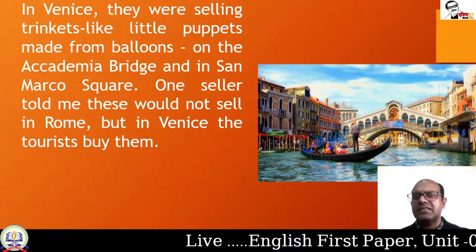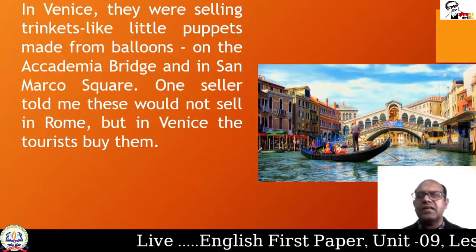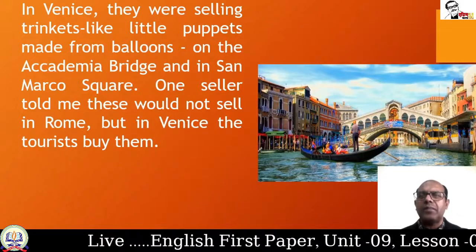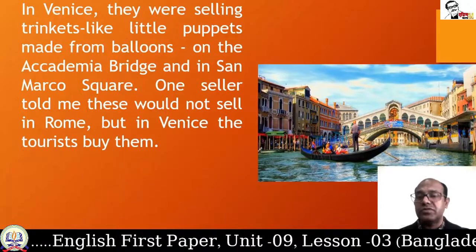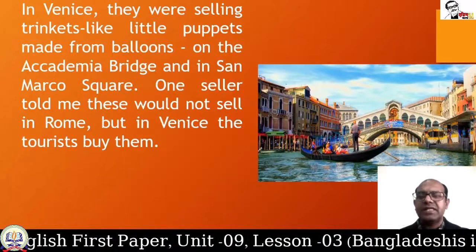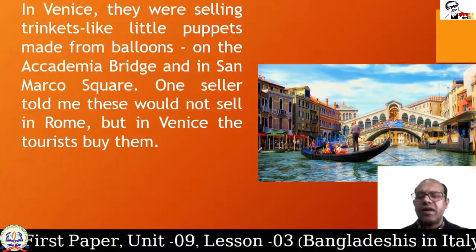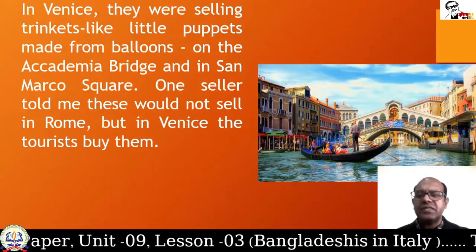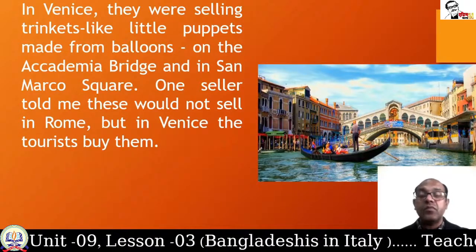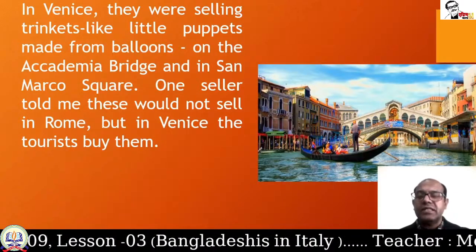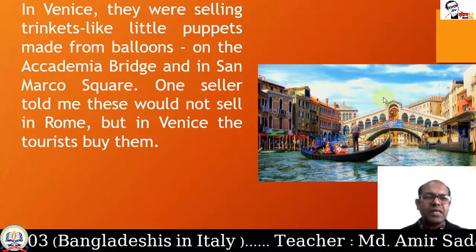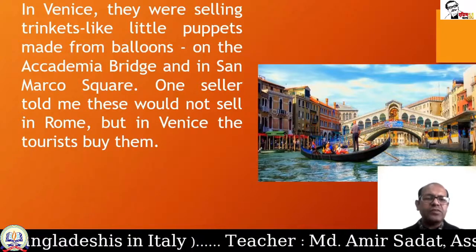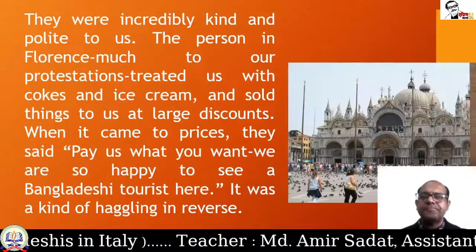What are trinkets? A trinket is a kind of ornament, a kind of puppet, little puppets made from balloons. On the Academia Bridge and in San Marco Square, one seller told me these would not sell in Rome, but in Venice the tourists buy them. Dear learners, here you can see a beautiful picture of Venice.